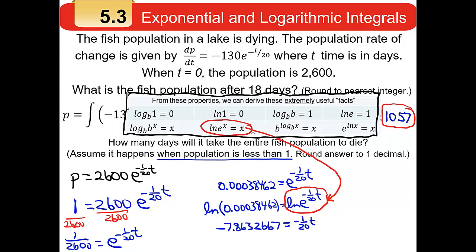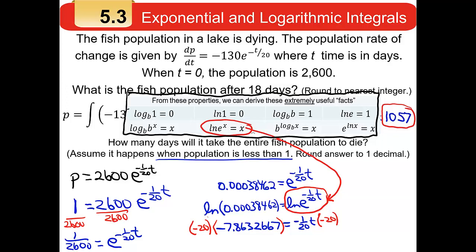So the little trick is, whenever you're trying to solve for something up in the exponent of an exponential base e, if you just take the natural log of both sides and use this property, you can solve very easily. So now it's simply a point of multiplying both sides by negative 20.